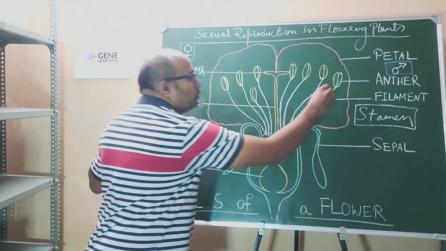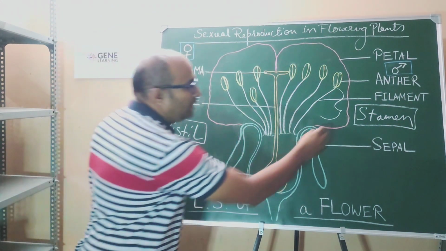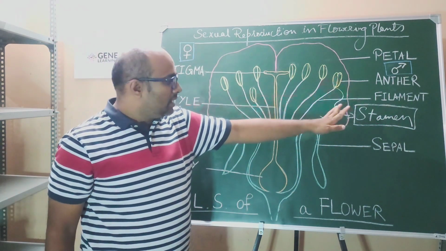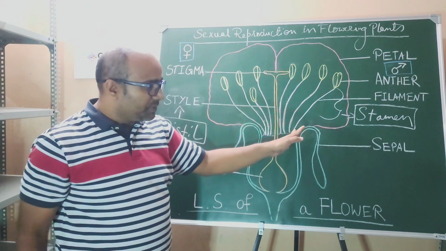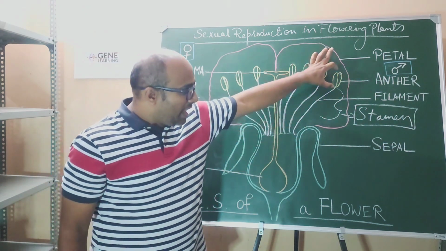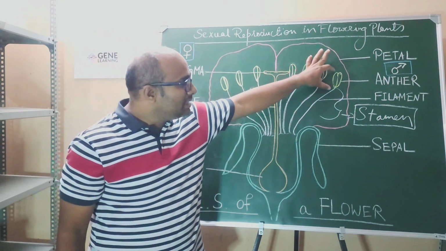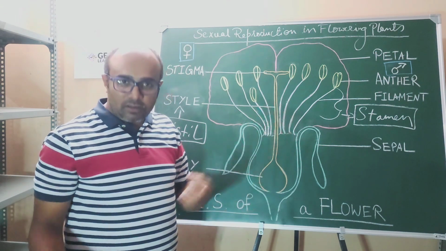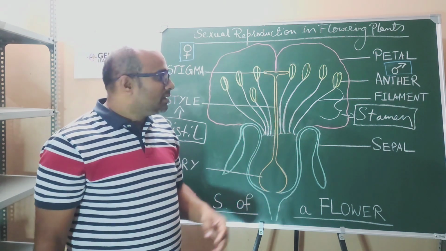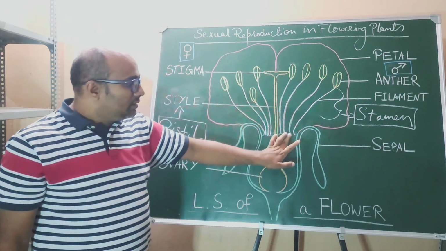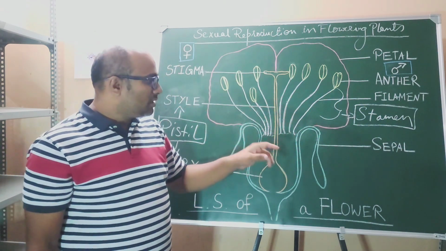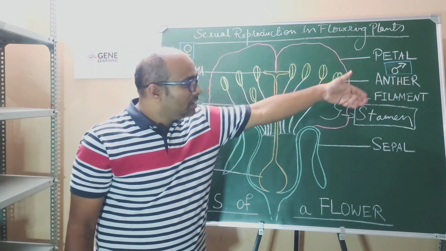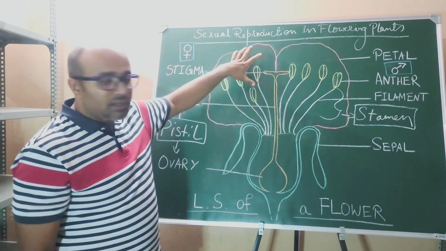Now, the stamen consists of two parts, right? It consists of anther and a stalk-like structure called filament. Anther is the place where the pollen grains are developed. Further details into it we'll study a little later. The stalk-like structure which is holding it is called the filament. So altogether, this is the male part, called the stamen, the male structure in the flower.